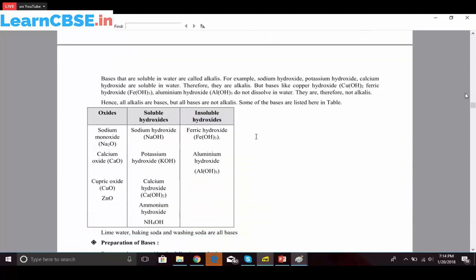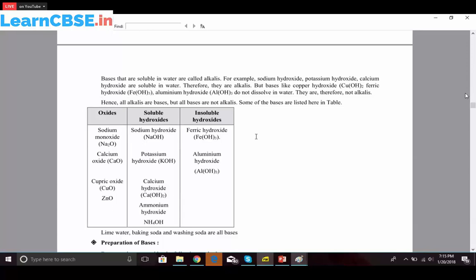Okay, so now again we are splitting the bases. All bases are not soluble. Some of them are soluble, some of them are insoluble. If it's soluble, we call it an alkali. For example, sodium hydroxide, potassium hydroxide, calcium hydroxide, which are easily soluble in water. Those we call alkalis.